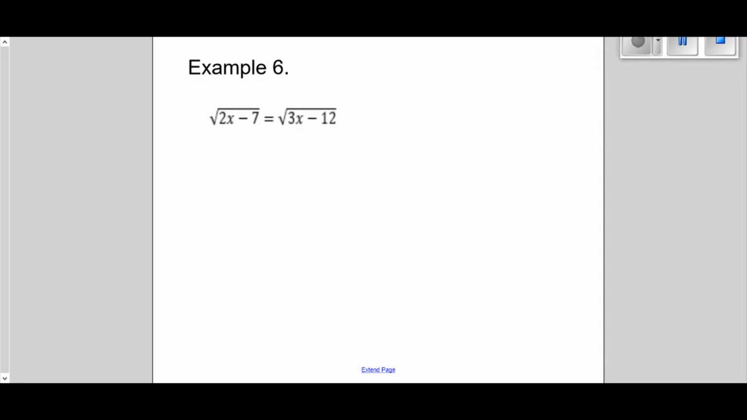So what we can do is go ahead and square both sides of the equation. Because remember, squaring undoes the square root. It's going to take everything that was underneath the square root, and you're just going to take it out. So this is going to be 2x minus 7 equals 3x minus 12. And then we'll just solve that for x.